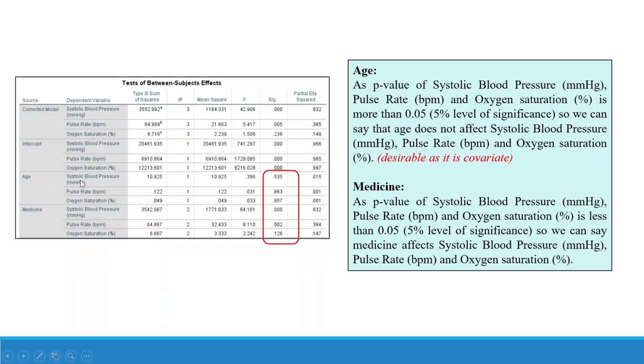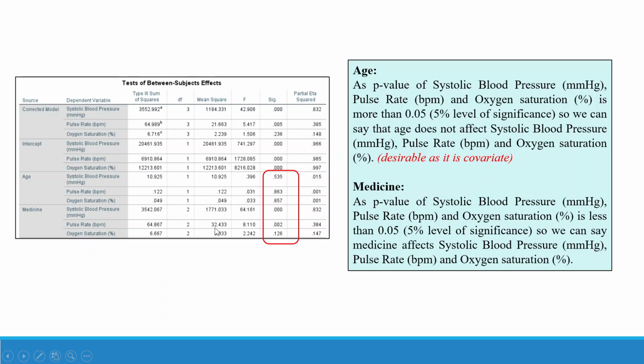Age and its effect on systolic blood pressure, pulse rate, oxygen saturation. Just see the p-values of 1, 2, 3. The p-value of systolic blood pressure, pulse rate, and oxygen saturation is more than 0.05, each one that is 0.535, 0.863, 0.857. So we can say that age does not affect systolic blood pressure, pulse rate, and oxygen saturation. This is desirable as it is a covariate.